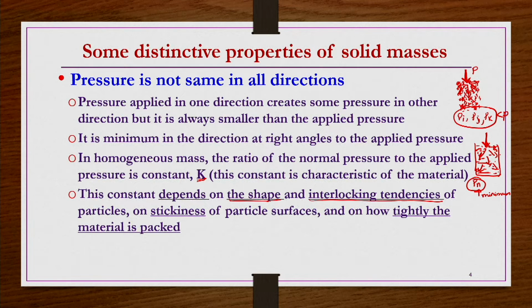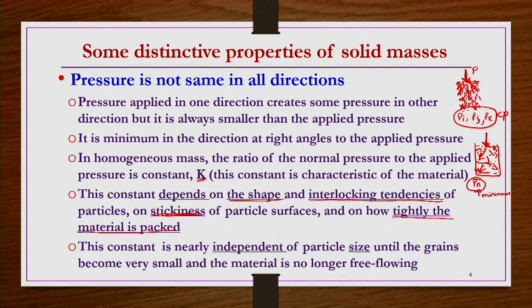So, some materials are needle-like, and they can easily interlock. If you have almost rounded, ground particles, then they may have less tendency to interlock, right. And then stickiness of the particles is also a very important factor affecting this constant K. And then how tightly the material is packed is also a very important factor, and it is going to have an effect on K. So, K depends on the shape and interlocking tendency of the particles, stickiness of the particles, and how tightly the material is packed.